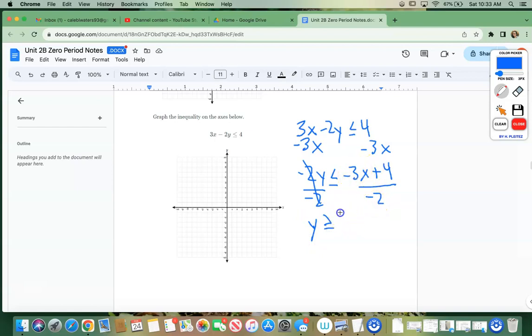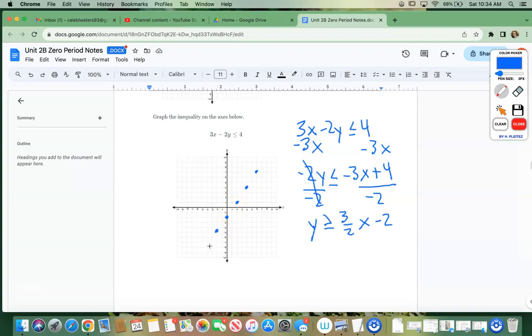-3 divided by -2 is +3 over 2x. 4 divided by -2 is -2, right? So all those signs are flipping, including this one. So whenever you divide by a negative, make sure to flip your signs. Then we can graph it like normal. So -2 is our y-intercept, so put your point right there. Then go up 3 over 2. Then go up 3 over 2. Then go up 3 over 2. And then I'm going to make some backwards to keep getting some points.